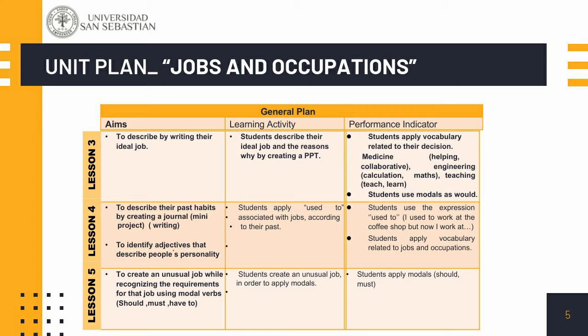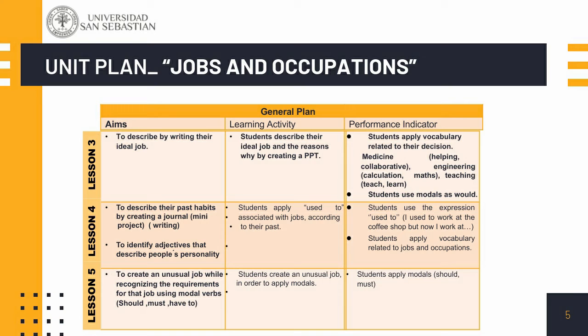Lesson number 4. The aims are 2. The first one would be to describe their past habits by creating a journal mini project writing, and the other one would be to identify adjectives that describe people's personality. The learning activity would be students apply used to associated with jobs according to their past.